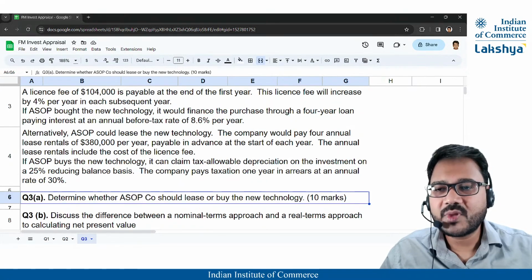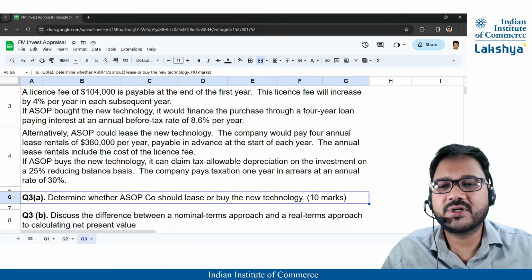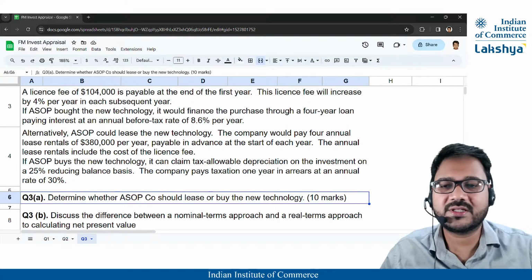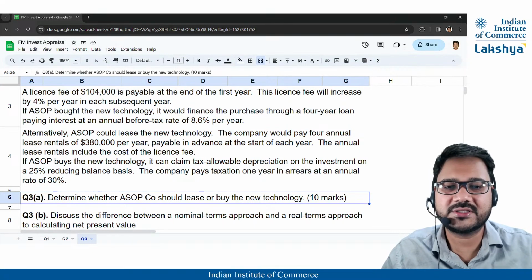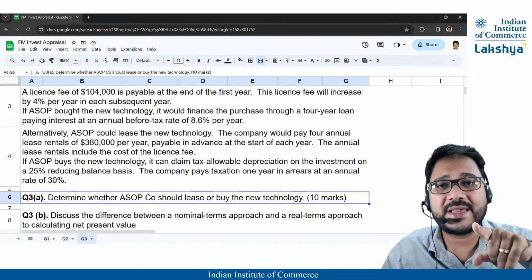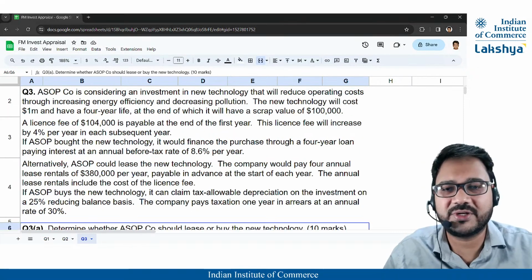Okay. Alternatively, ASOP could lease the new technology. The company would pay an incremental lease rental of $380,000 per year, payable in advance at the start of each year. The annual lease rental would include the license fee. So you need not pay the license fee separately. If you own the asset, you have to pay a license fee separately.